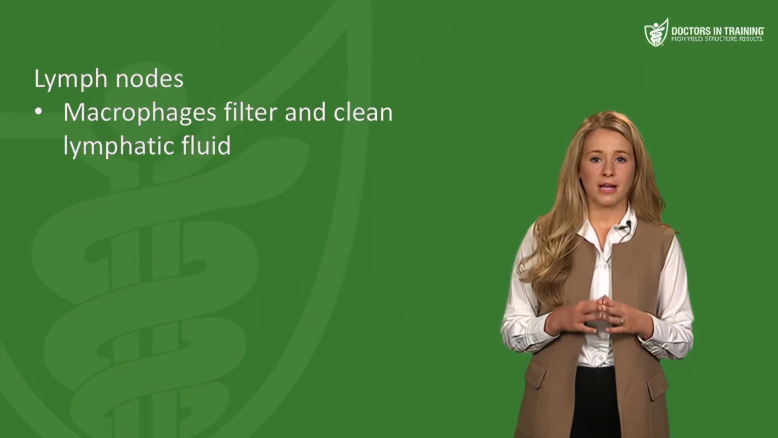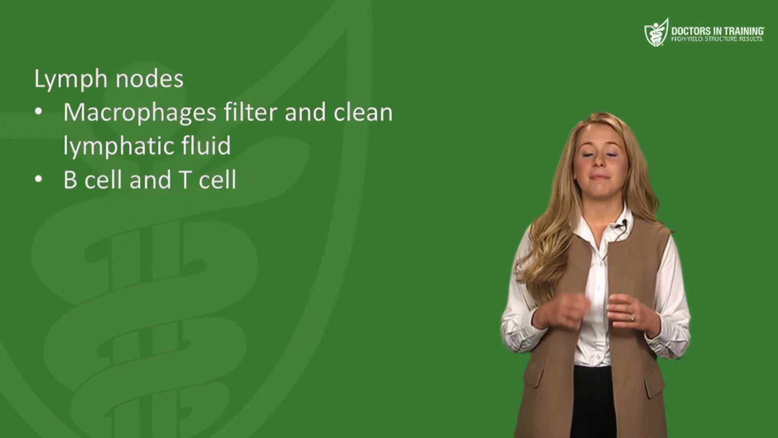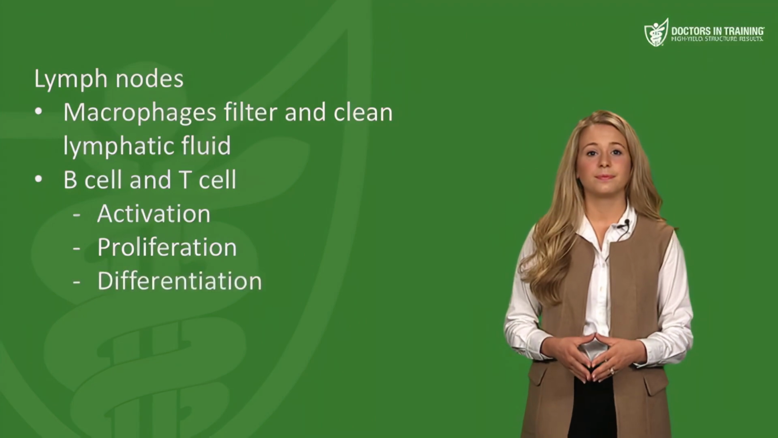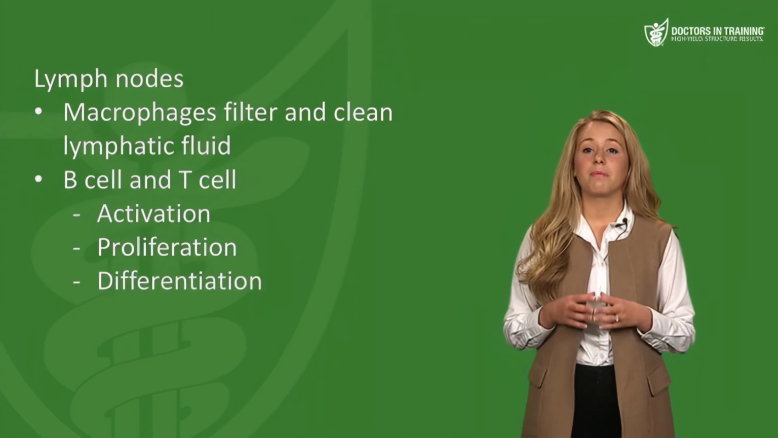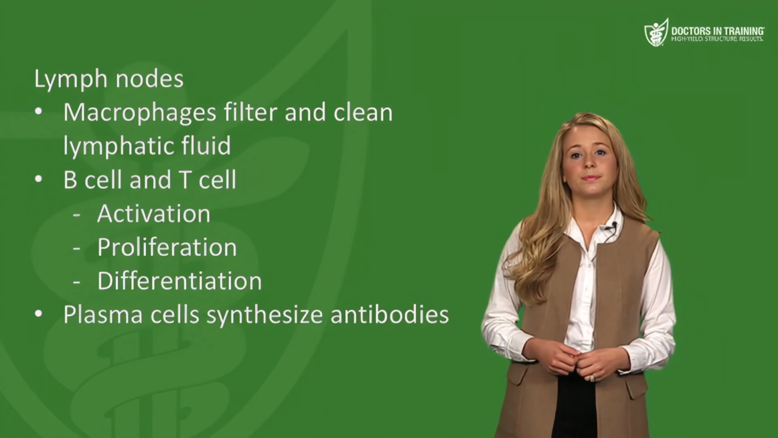Lymph nodes also house lots of lymphocytes, B cells and T cells. This is the site of B and T cell activation, proliferation, and differentiation. And it's the important site where the plasma cells synthesize antibodies that are going to enter our circulation.